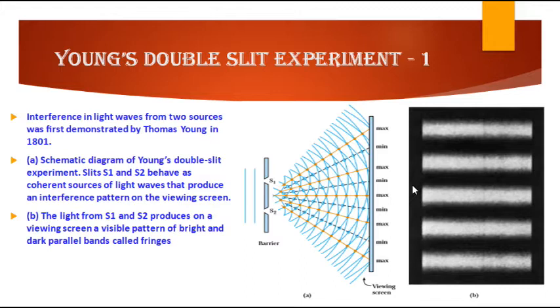of bright and dark parallel bands called fringes. In the screen you can see the image like P, where there are dark and bright patterns.